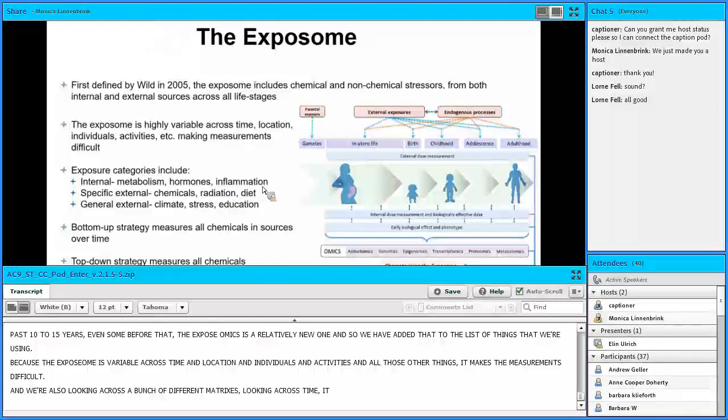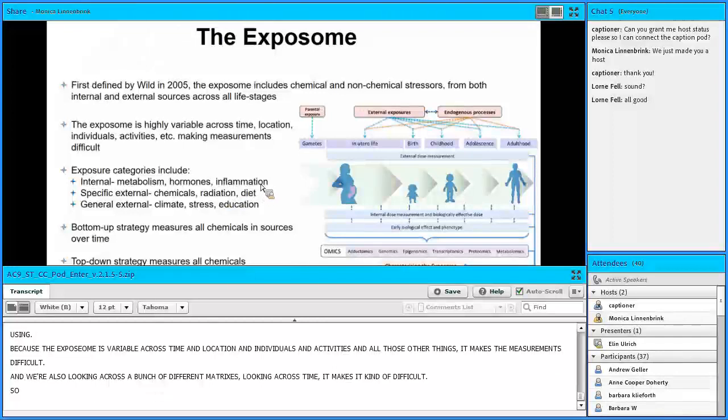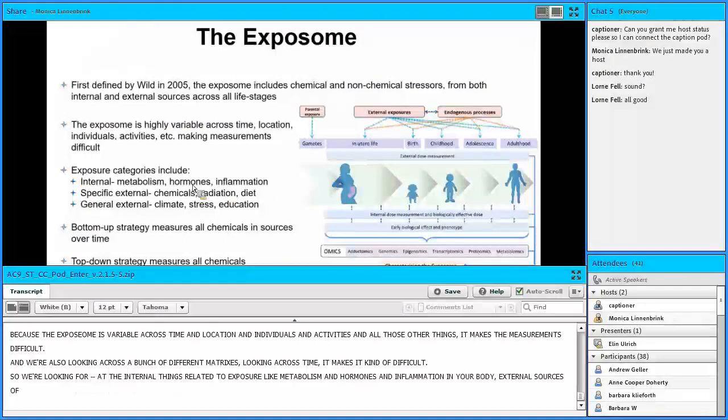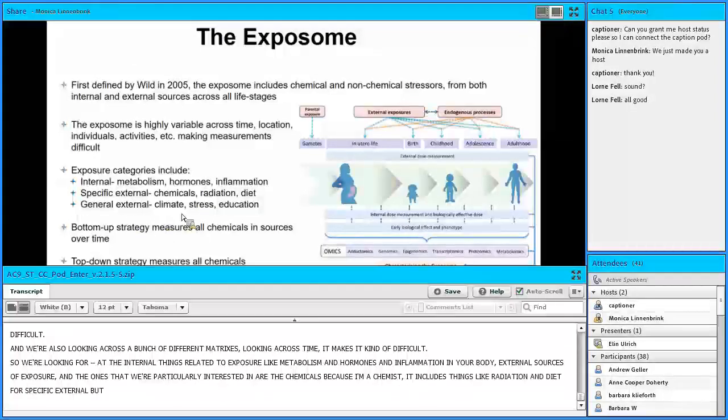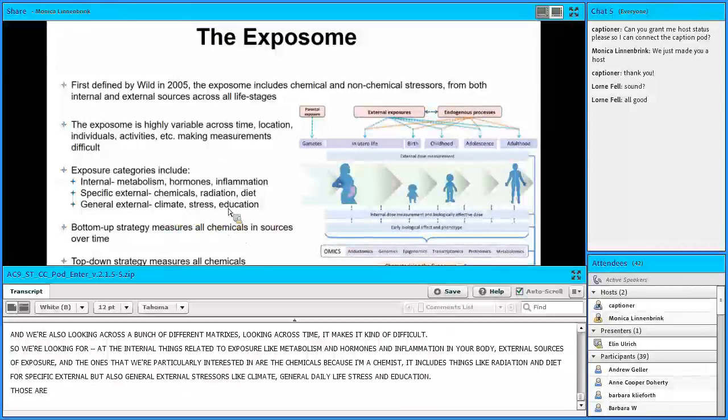So we're looking at those internal things related to exposure, like metabolism and hormones and inflammation in your body, and external sources of exposure. The ones we're particularly interested in are the chemicals, because I'm a chemist. The external category includes things like radiation and diet, but also general external stressors like climate, just general daily life stress, and education. Those are what I would consider non-chemical stressors, and those are included in the exposome.